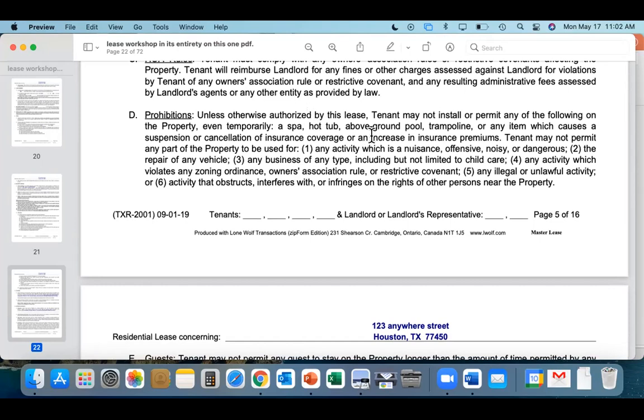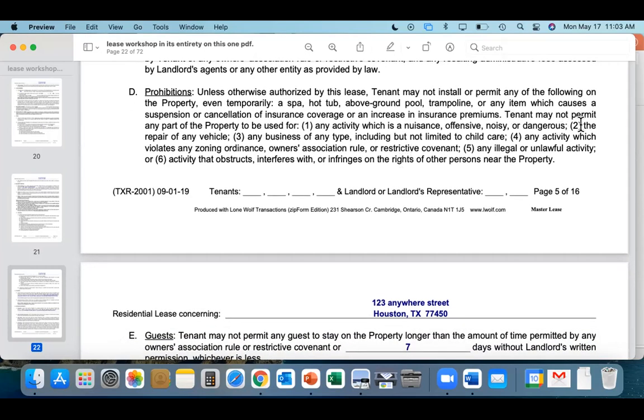Unless otherwise authorized by this lease, tenant may not install or permit any of the following on the property: a spa, a hot tub, above ground pool, trampoline, or any item which causes a suspension or cancellation of insurance coverage or an increase in insurance premiums. Tenant may not permit any part of the property to be used for activity which is a nuisance, offensive, noisy, or dangerous, repairs of vehicles, or any type of business.